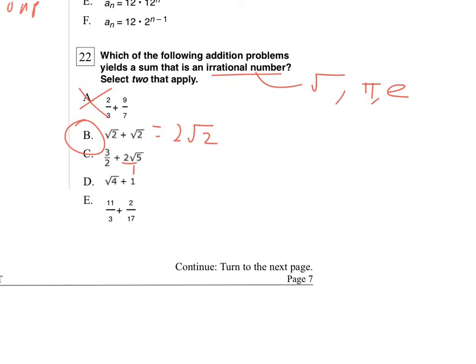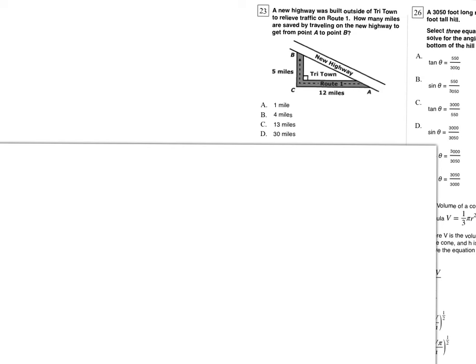And this one as well, if I even did the common denominator, it would be 3 plus 6 rad, no, it wouldn't. It would be 4 rad 5 over 2. But either way, we do have that radical right there, so that is irrational as well. D is rational because the square root of 4 is just 2, and then this one doesn't have a radical at all.